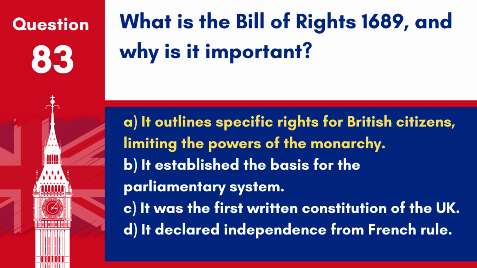Answer. A. It outlines specific rights for British citizens, limiting the powers of the monarchy. The Bill of Rights 1689 is a fundamental document in British constitutional law that sets out certain civil rights and clarifies the constitutional relationship between the monarchy and Parliament.